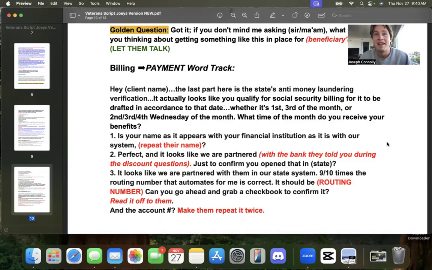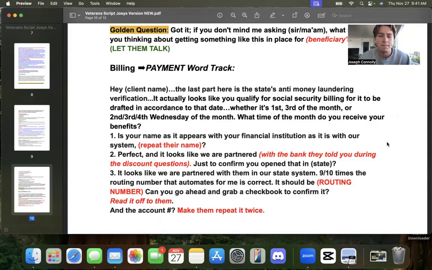It sounds stupid, but I'll typically say something like, all right, it looks like you do qualify for what's called veteran billing, which just means it would be drafted in accordance to the date that you choose. For the sake of this walkthrough, I'm just going to use Social Security billing, because that's 90 or 95% of the time. So, it looks like you do qualify for what's called Social Security billing, which just means it'll be drafted in accordance to that date, whether it's the first, the third of the month, or the second, third, or fourth Wednesday of the month. What time of the month is it when you typically receive your benefits? Second Wednesday of the month.